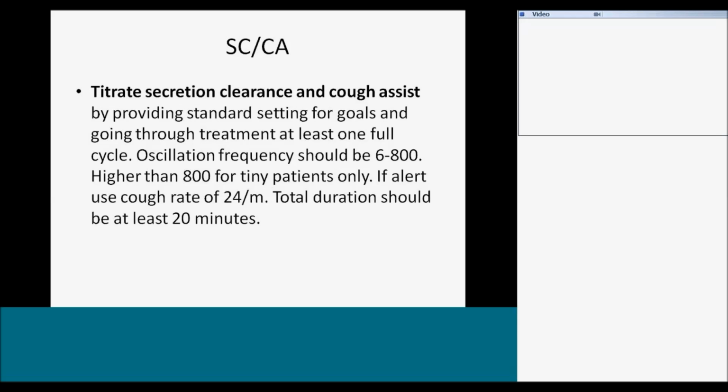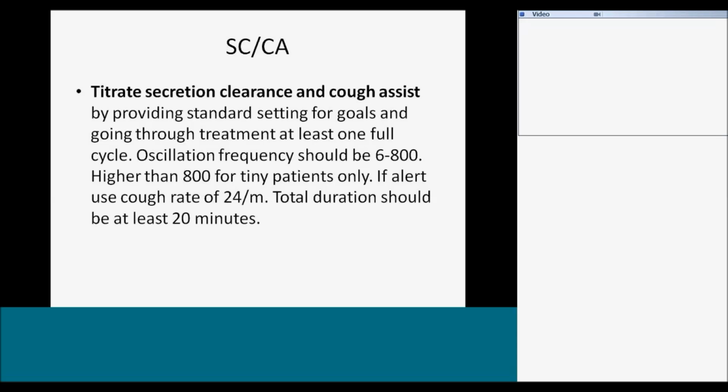Secretion clearance and cough assist is a separate process of setting determination. So you want to provide standard settings for the goals, going through the treatment at least one full cycle of oscillation and assist cough. Oscillation frequency should be from 600 to 800. Okay, 600 is for very thick, difficult to clear out secretions. 800 is our more standard setting that we initiate at. 800 works well for most patients.